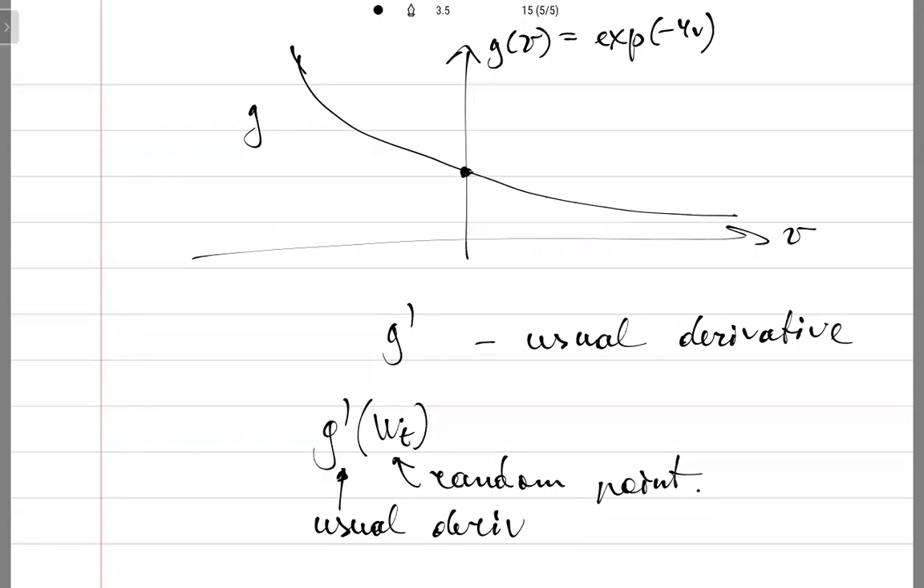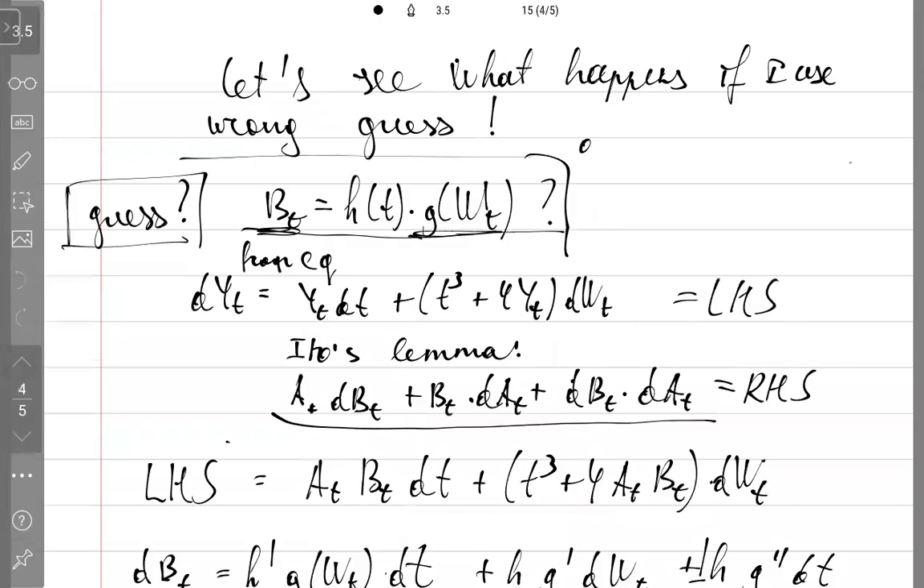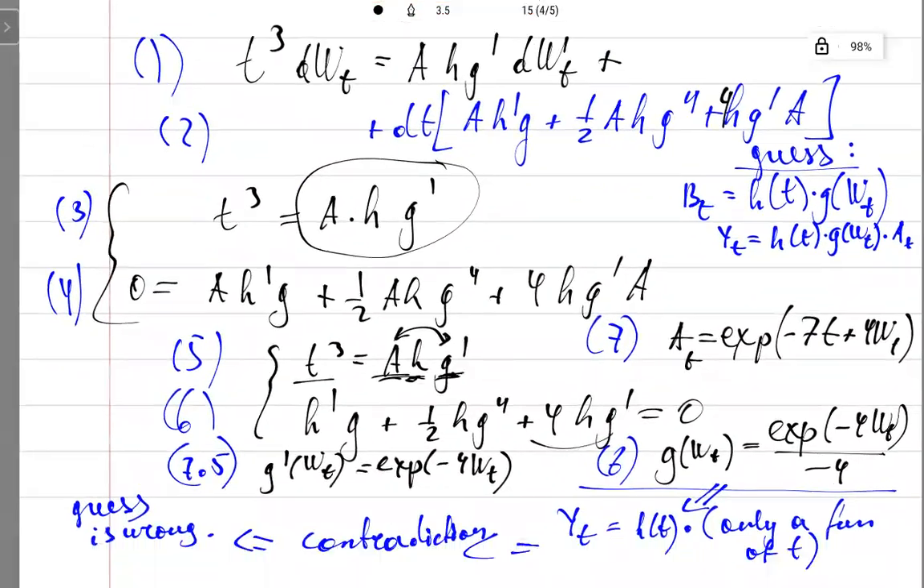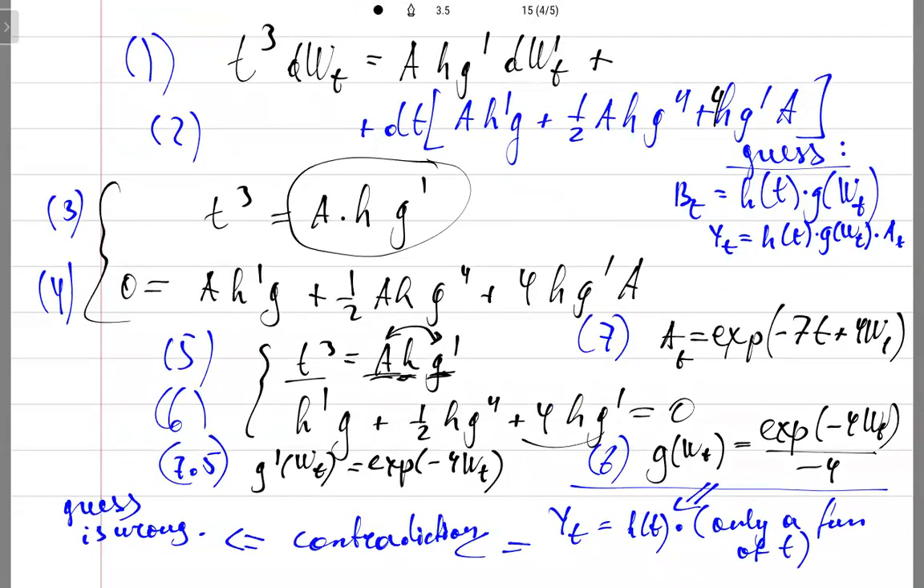Excuse me, can you please repeat the contradiction part again? So it is only a function of t. Yeah, we say that yt is only a function of t, but in dyt we have dwt, and it is a contradiction. Yes. Why don't we assume that the coefficient b before dyt is 0, for example?